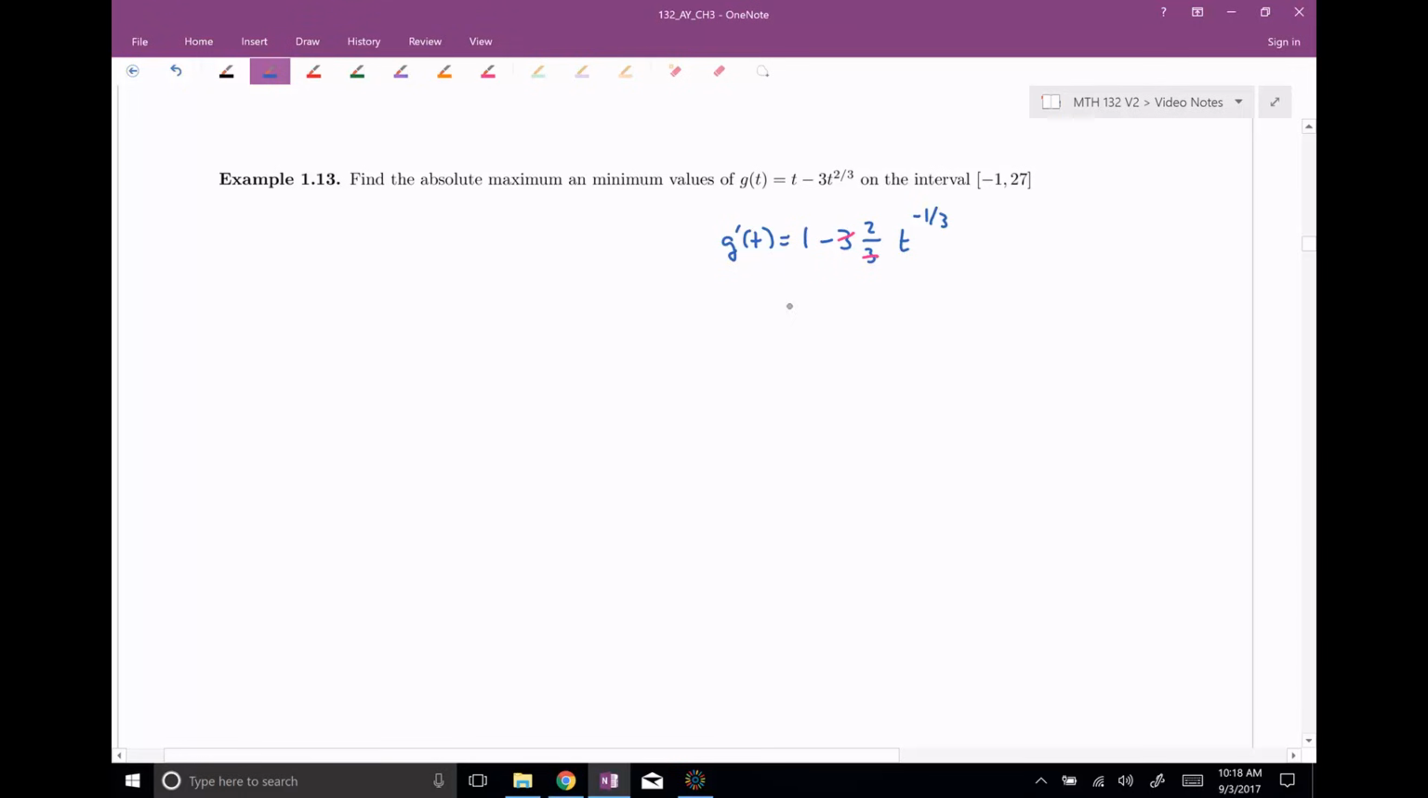And actually, let me go ahead and rewrite this, because when you have a negative exponent, this is secretly in the denominator. So let me write this as divided by t to the 1/3 power, because now we can see that there is actually a way to make this undefined. So again, this is our derivative, and we're interested in where the derivative is undefined and where the derivative is equal to 0, because those make up our critical numbers.